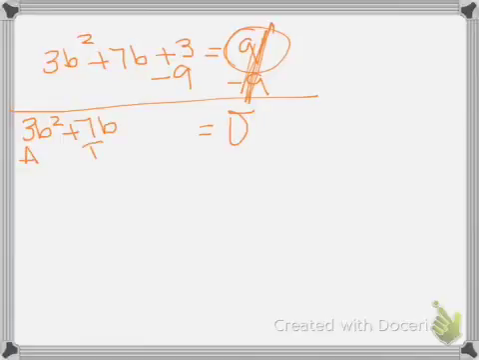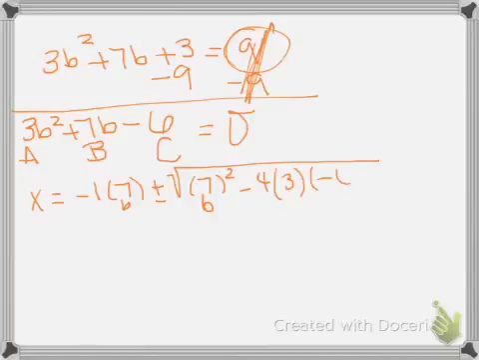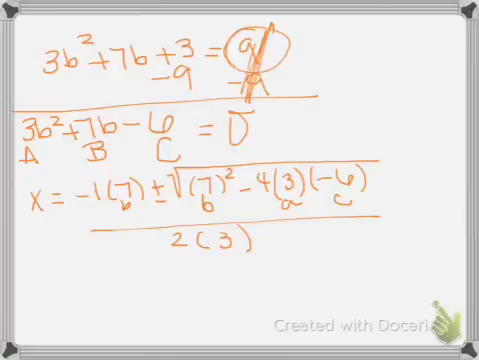So the number in front of b squared is a. The number in front of b is b. And the constant is always the lonely number, which is c. Then we plug it into our quadratic formula, which is negative 1 times 7, because that's our b, plus or minus the square root of 7 squared, because that's our b, minus 4 times 3 times negative 6, because that's our a and our c, all over 2 times 3, which is our a.